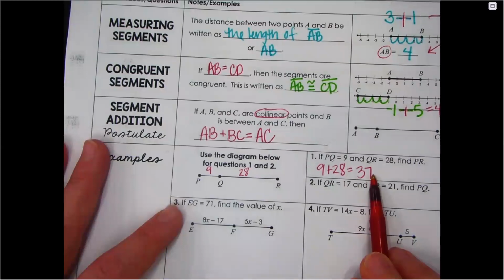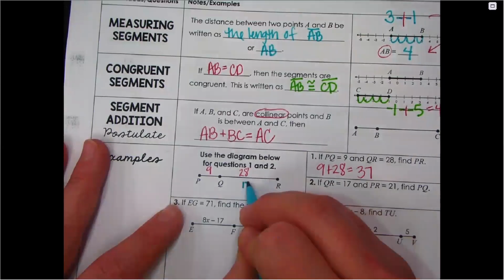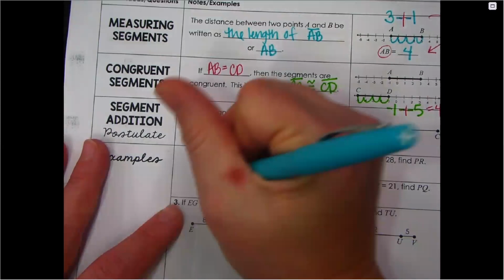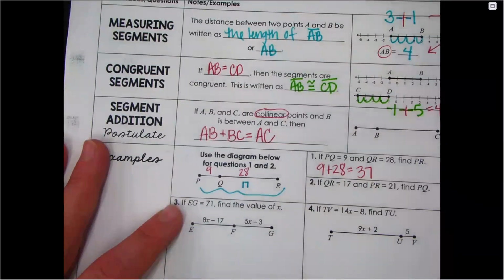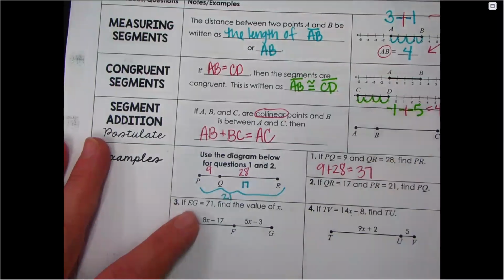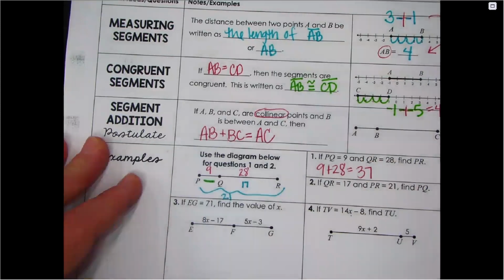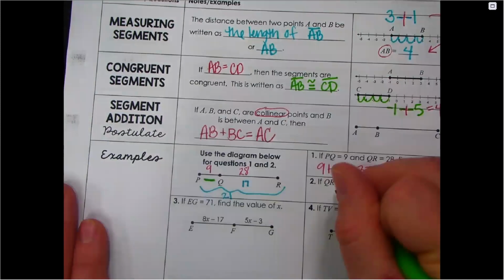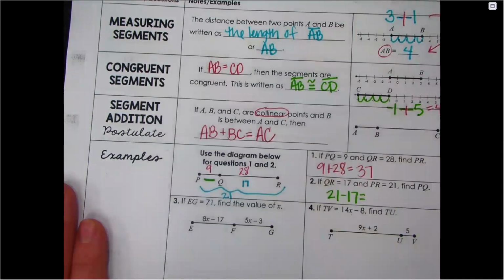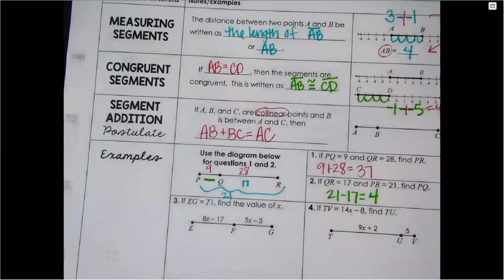Now, I'm going to change colors. QR, okay, is 17. QR is 17, but PR, the whole thing, that's a horrible little squiggle, but you get the point, is 21. And they want you to find PQ, this missing piece right here. How would we do it? You subtract. Easy. So what is 21 minus 17? All right. So everyone gets that, okay? Everybody in this class is honors. You guys are smart. That's easy, okay?